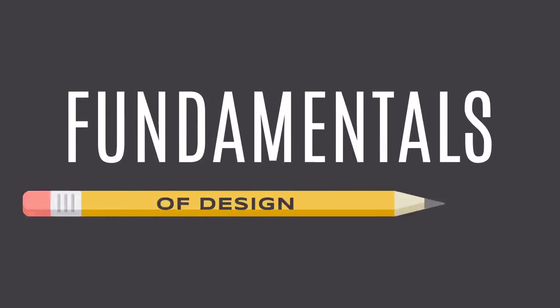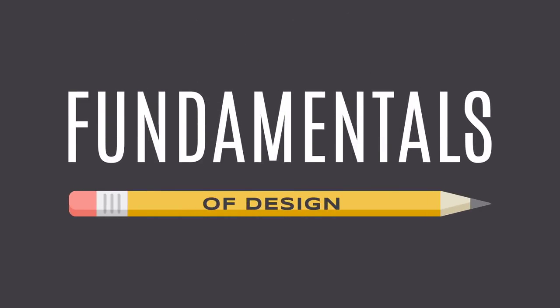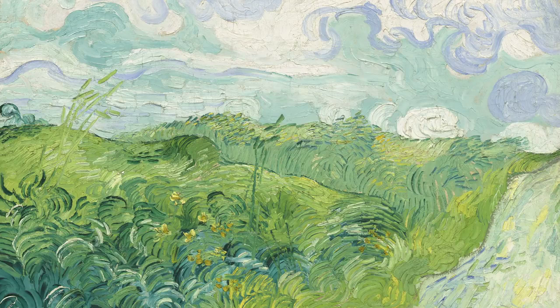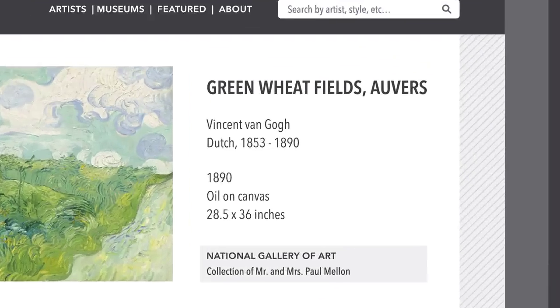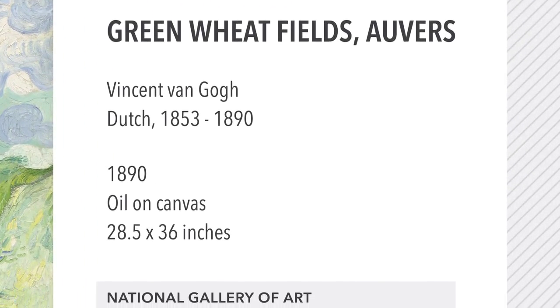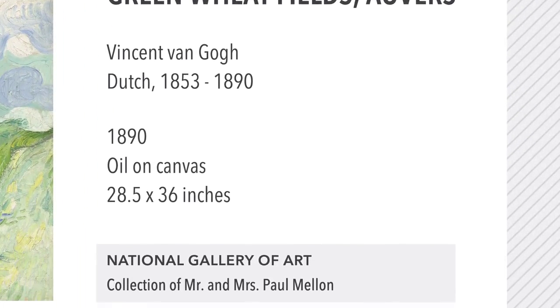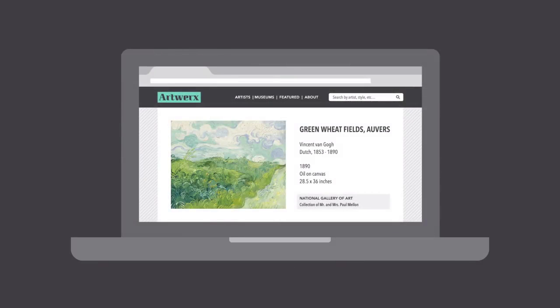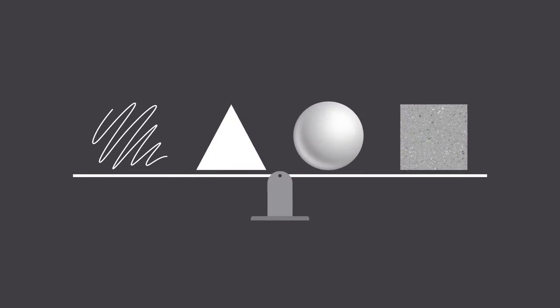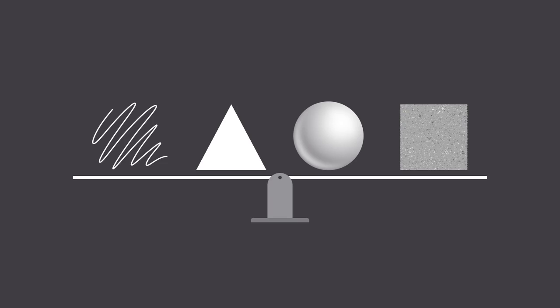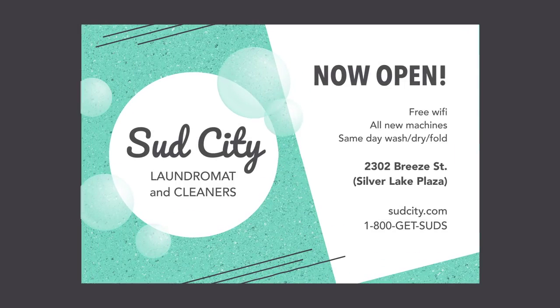The fundamentals of design are the basis of every visual medium, from fine art to modern web design. Even small details, like the fonts that make up most compositions. What do these examples have in common? Some very basic elements, including line, shape, form, texture, and balance. They might not seem like much on their own, but together, they're part of almost everything we see and create.